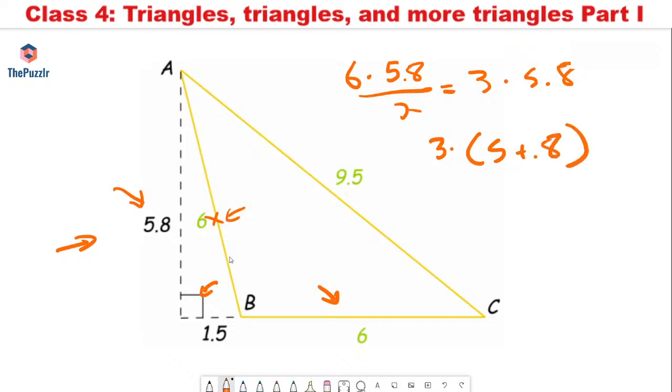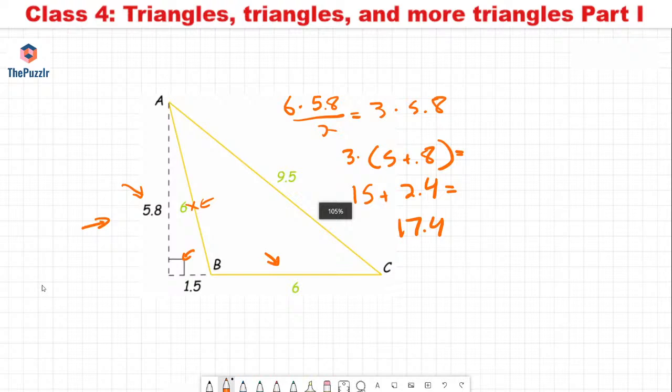And now you can use the distributive property. This gives us 15 plus 3 times 0.8, which is 3 times 8, 24, divided by 10, 2.4. This gives us 17.4 as our answer. So a few of the people in the chat wrote 34.8, and I think what they forgot to do was divide by 2. So that's where we get our answer of 17.4. Quite an easy and trivial problem.